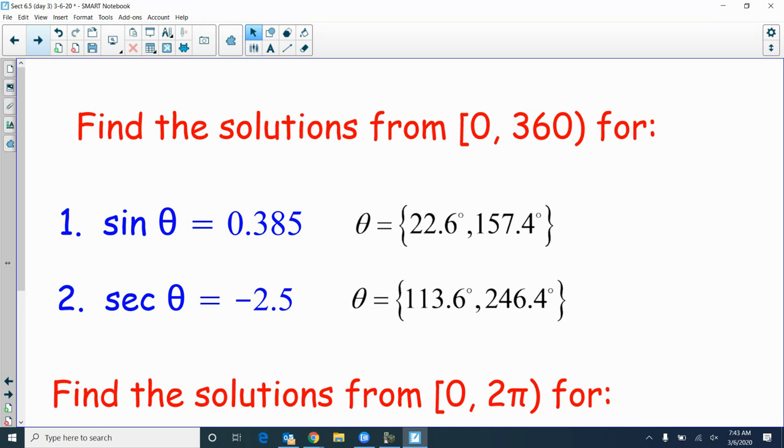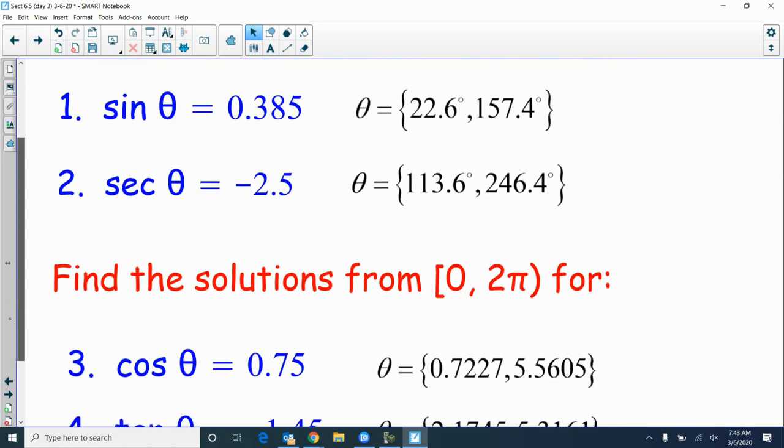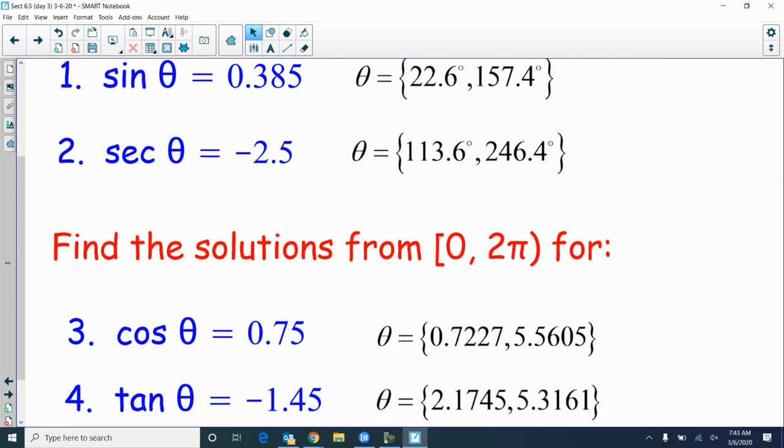Second one, 113.6, 246.4. For 3, cosine theta equals 0.75, 0.7227. So for formatting answers, usually when we deal with radians, we have them in terms of pi. If we're not able to put them in terms of pi, it's fine leaving it as a decimal.